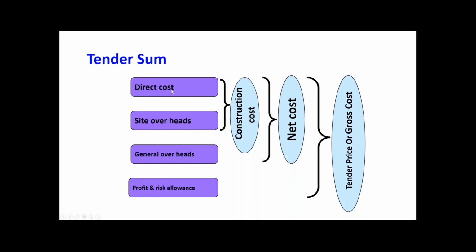Now you know what a direct cost is, and you know what overhead is, that is site office overhead and general overhead, and you know what profit and risk allowance are. Now, look here. These are all costs, isn't it? This is all net cost. In any project, we have the typical list of overheads, right? Site overhead or head office overhead. We have the typical cost, isn't it?